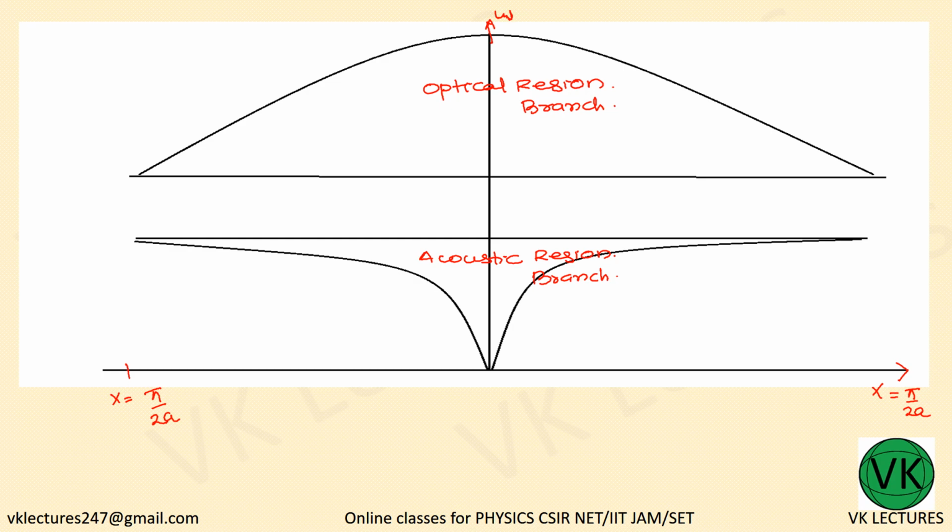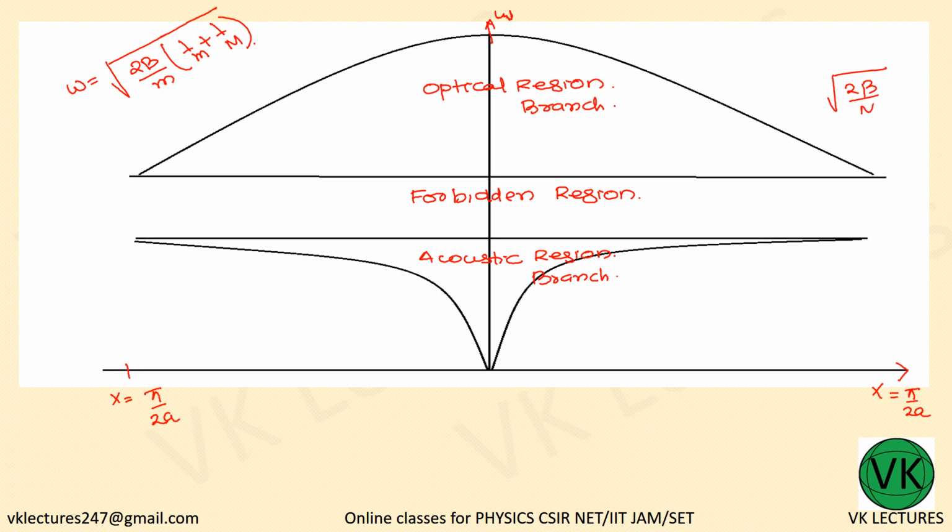Then this is the forbidden region, and here you have the value of omega, which is maximum, that is equal to root of 2 beta by m into 1 by m plus 1 by capital M. So in this region you have 2 beta by m, here it is small m, and in the acoustic region you have under root 2 beta by capital M. So this is how the frequency versus the position of the waves in the crystal lattice behave.